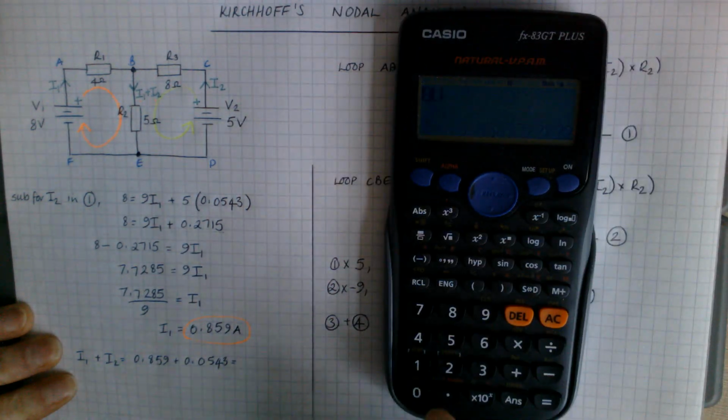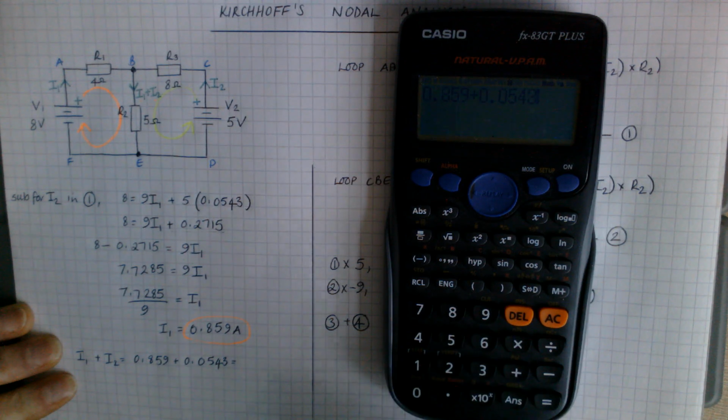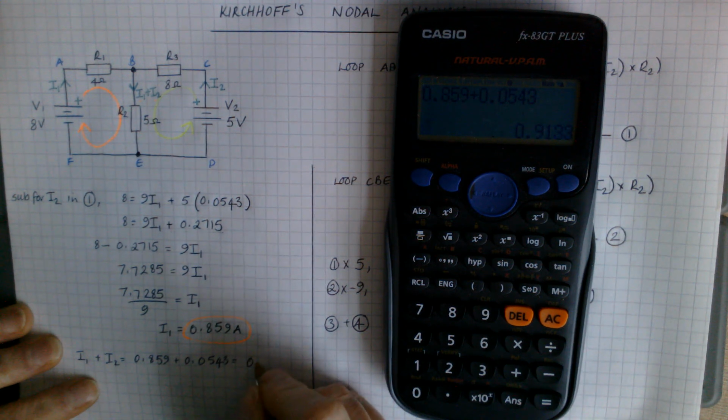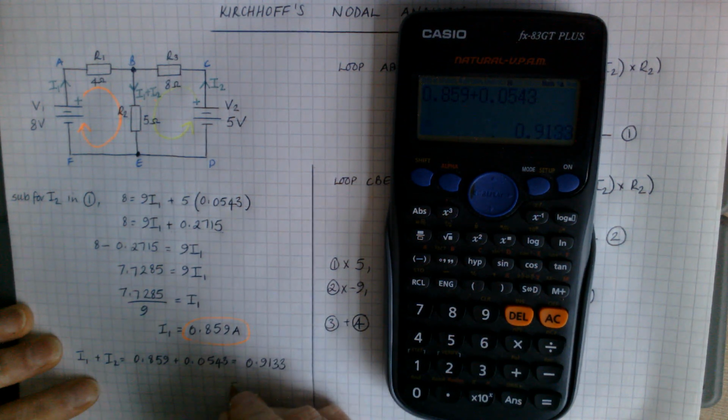So 0.859 plus 0.0543, and that gets me 913.3 milliamps, or 0.9133 amps. So 913.3 milliamps.